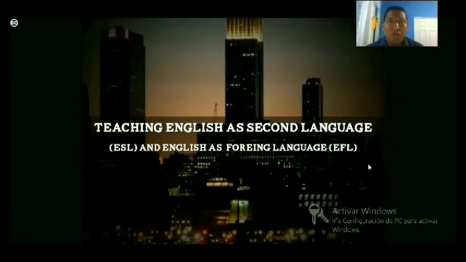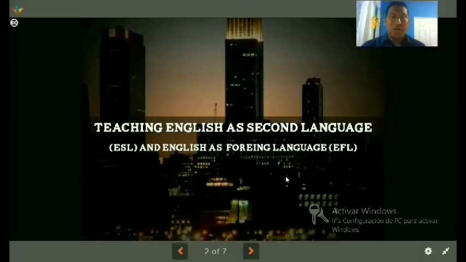and the form of teaching would be really different from someone who lives in a country where English is not spoken. For example, I can tell you that someone who lives in Canada will learn English faster than someone who lives, for example, here in El Salvador. And also the ways of teaching are really different.